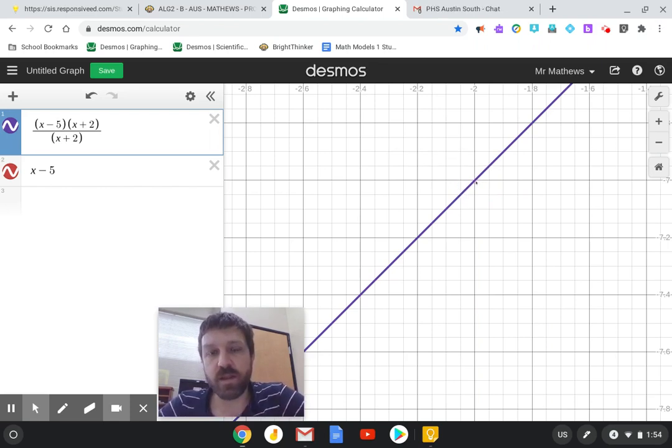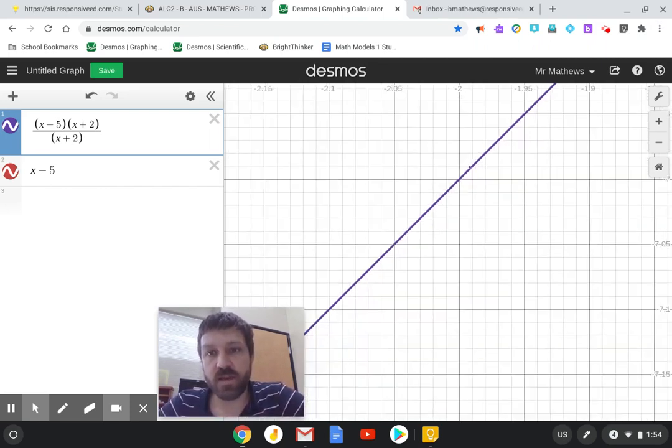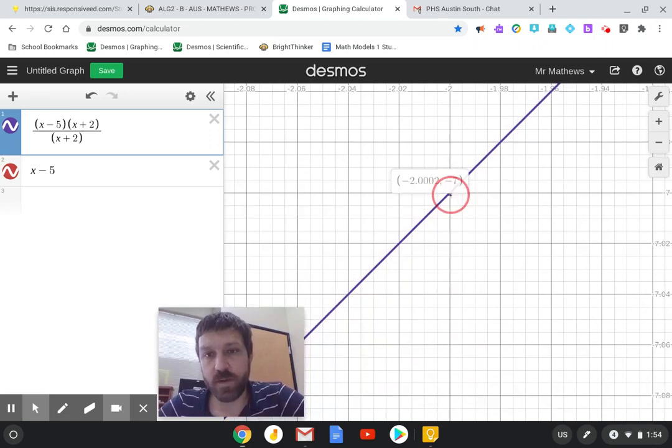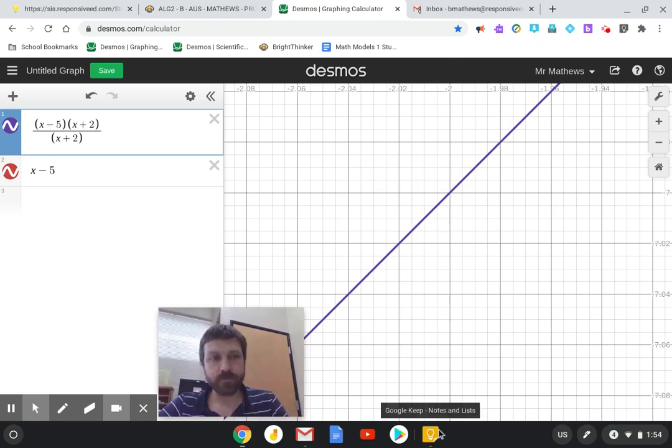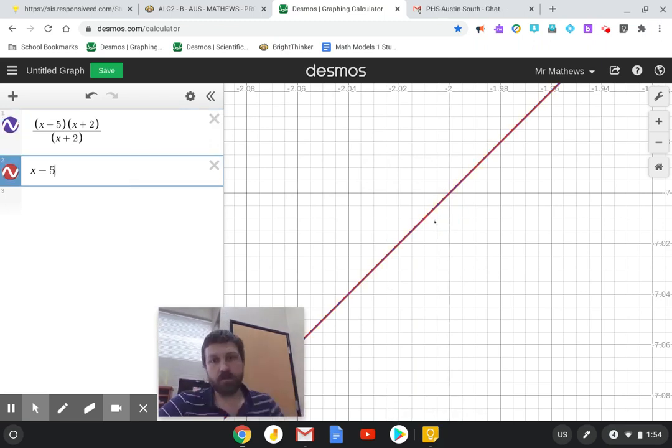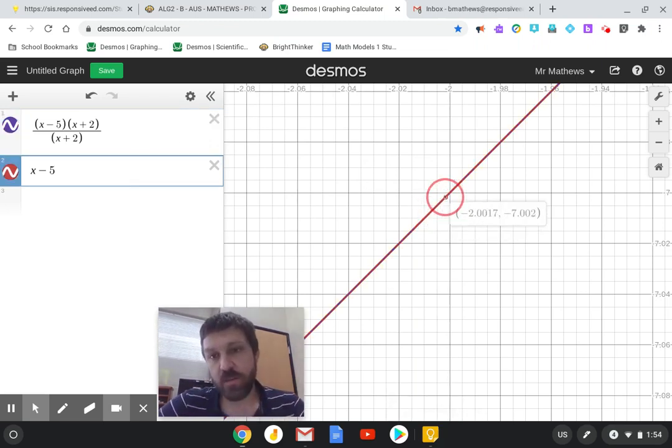Now you can't see that just by looking at the graph. But again, if I zoom in enough to where it's easy for me to mark that, you can see right there, -2 is undefined. So it goes right up to it, but at -2 it's undefined. Whereas on the red graph, there's no problem. It goes straight through and hits 2 and goes -2, -7.